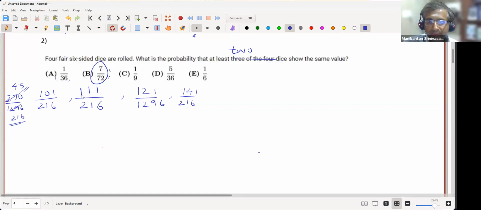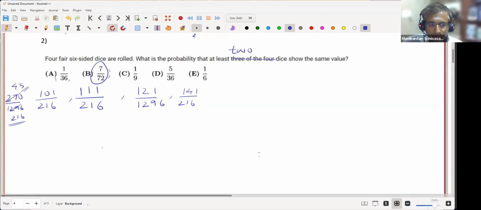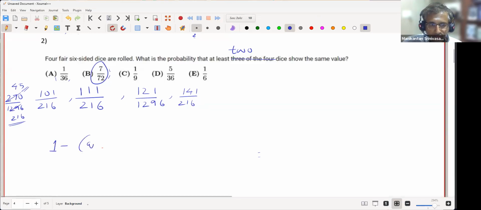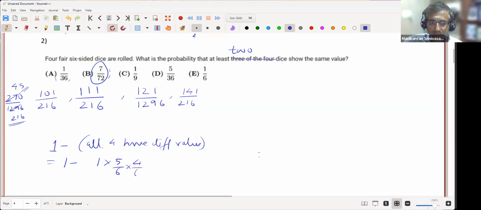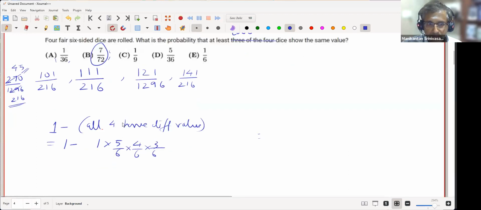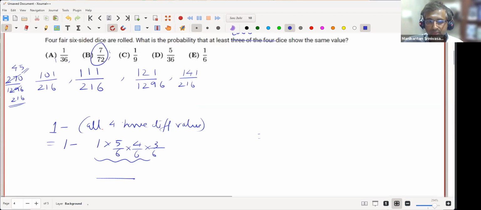Let's see. So what is the probability that at least 2 show the same value, which means it's just simply 1 minus all 4 have different values. So this is easy, right? It's 1 minus: the first one can be anything, the second one has to be different from the first, the next one has to be different from the first 2, the next one has to be different from all of them. So the one that I have here is the probability that all 4 have different values. If I subtract that, that means there's at least 2 which are the same value. So it's much easier this way.